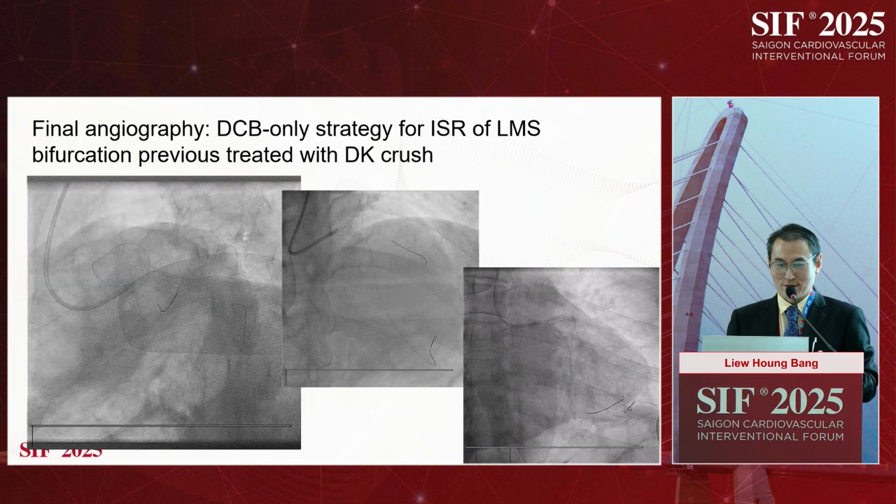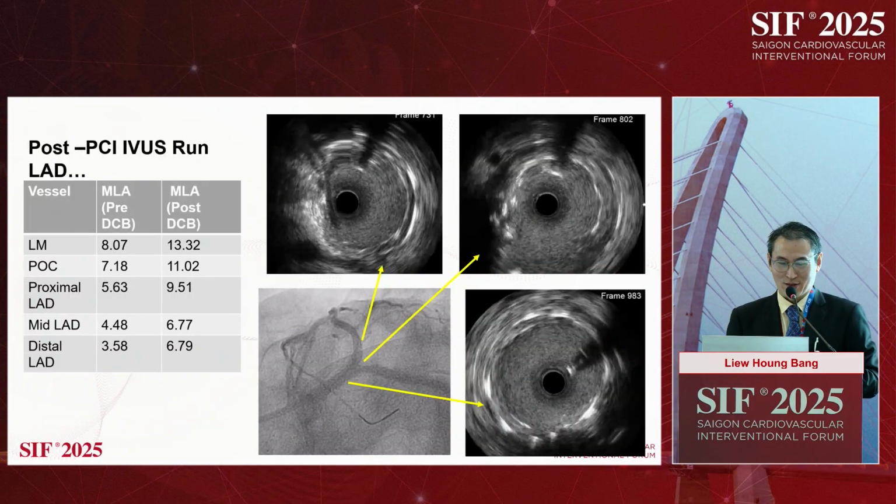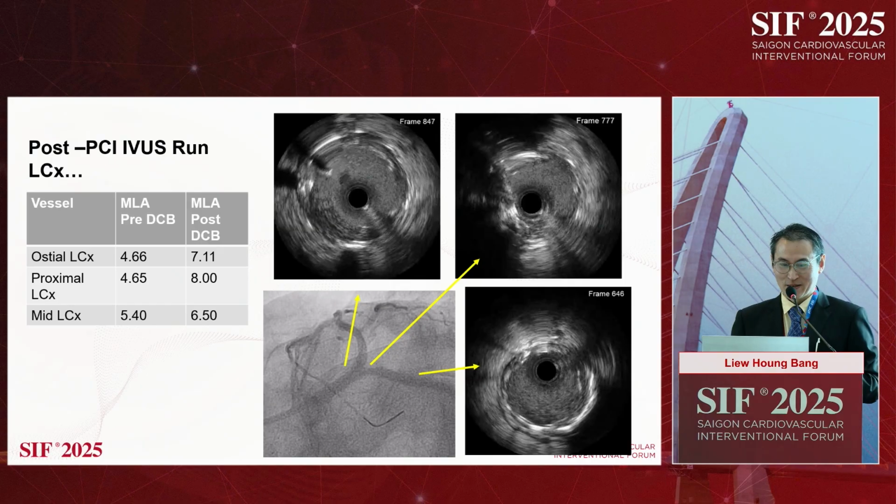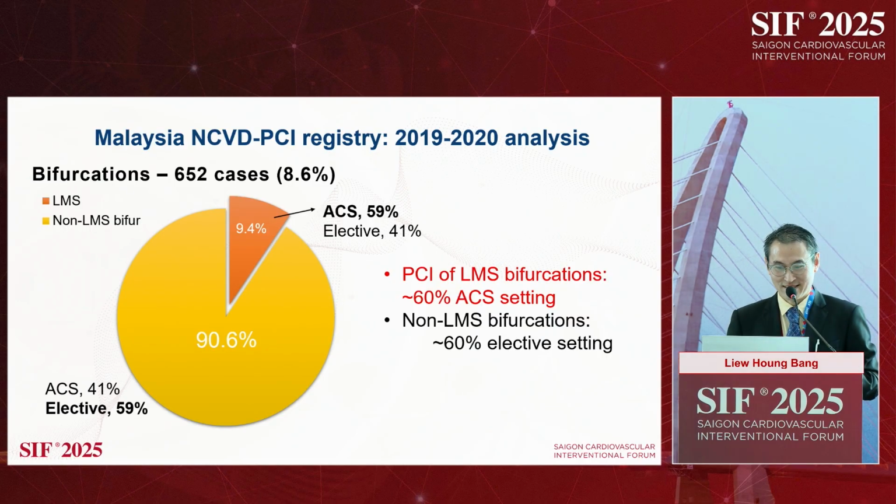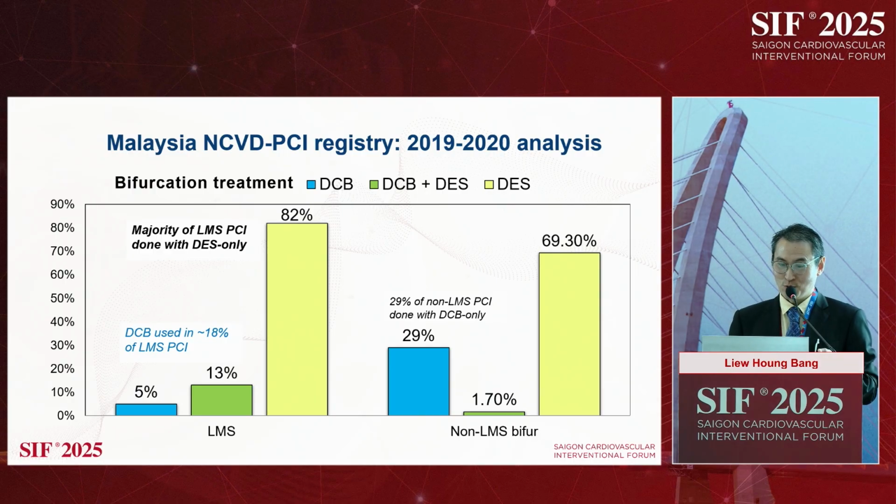Okay? So I foresee this is going to come back more because we have done so many DK crushes, so many two stents. We're going to come back. These people, they live long enough. We're going to see a lot of these patients coming back. Okay, we need to really learn this. So this is the post-PCI IVUS. Hopefully this time it will be more durable. This is Malaysian data, left main and bifurcation. So far, we still use a stent in 80% of our cases for left main, but we do have about 18% of cases where we use a combination with DCB.